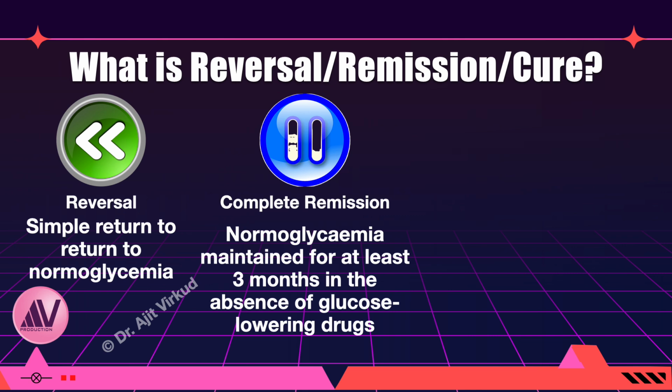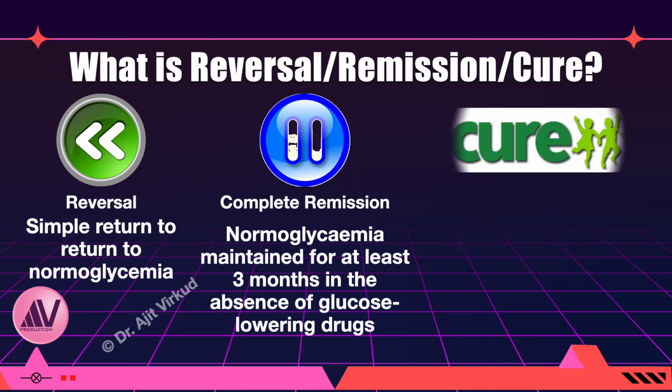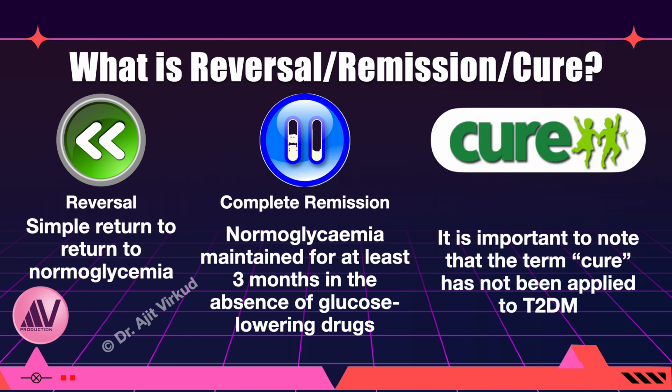Although the terms reversal and remission are used interchangeably, recent consensus supports the use of the word remission in the context of type 2 diabetes mellitus. It should be noted that bariatric surgery can reverse type 2 diabetes mellitus and change outcomes for obese patients with type 2 diabetes mellitus. Lastly, it is important to note that the term cure has not been applied to type 2 diabetes mellitus. What it means is that as yet there is no cure for type 2 diabetes mellitus.